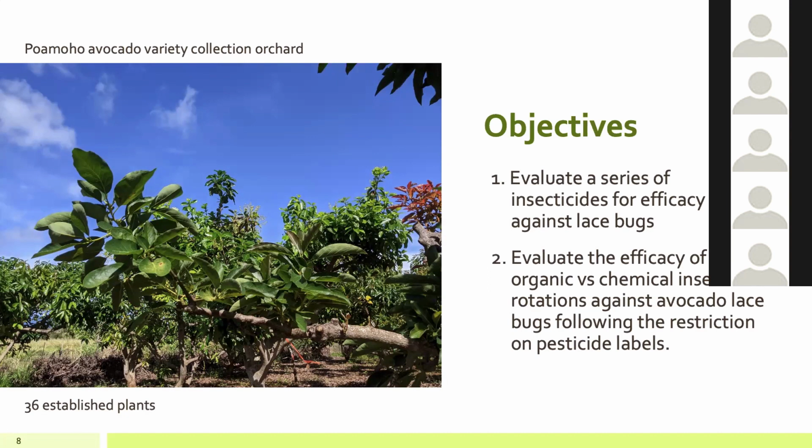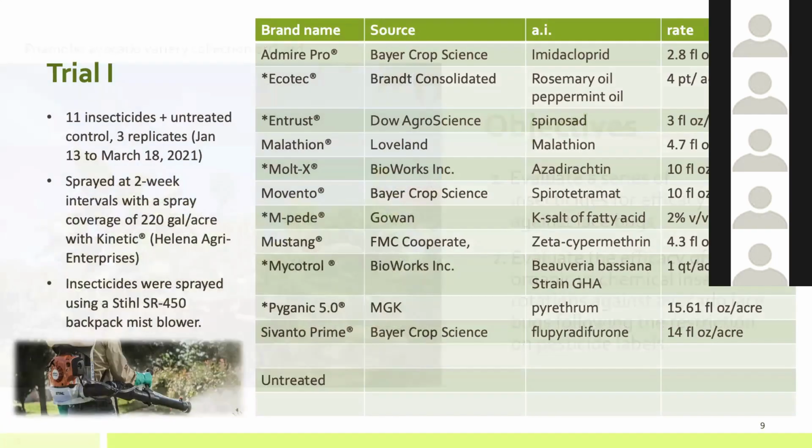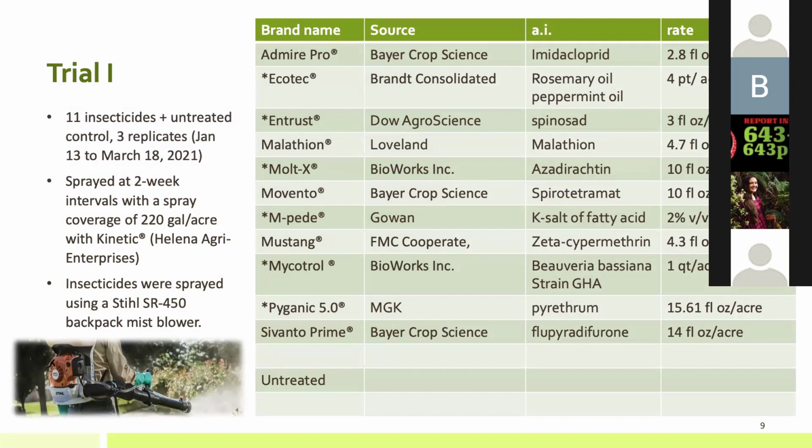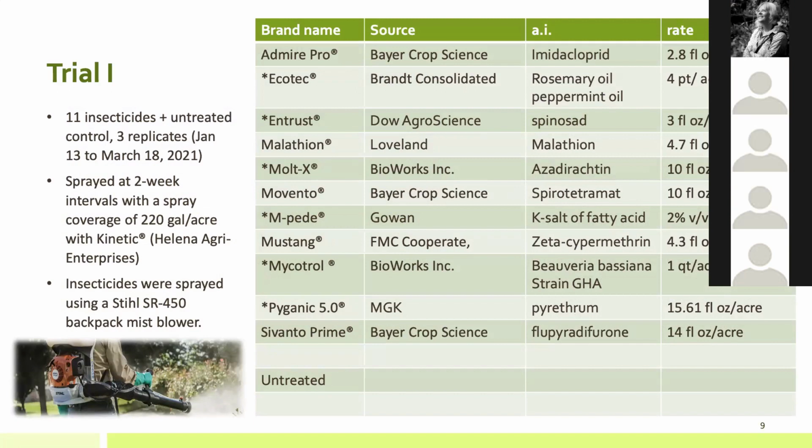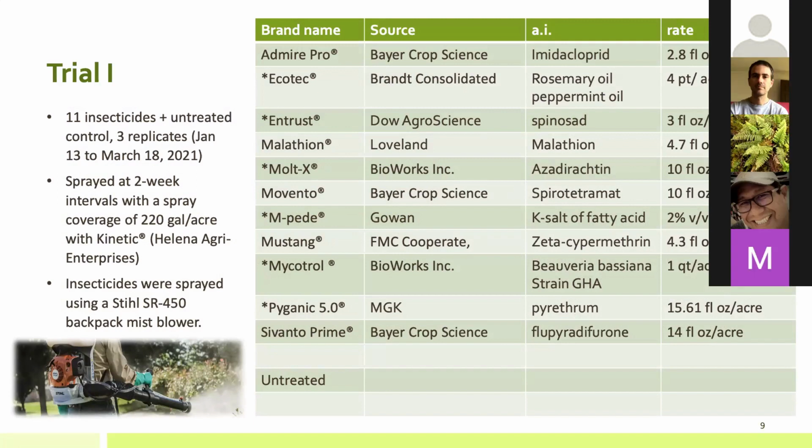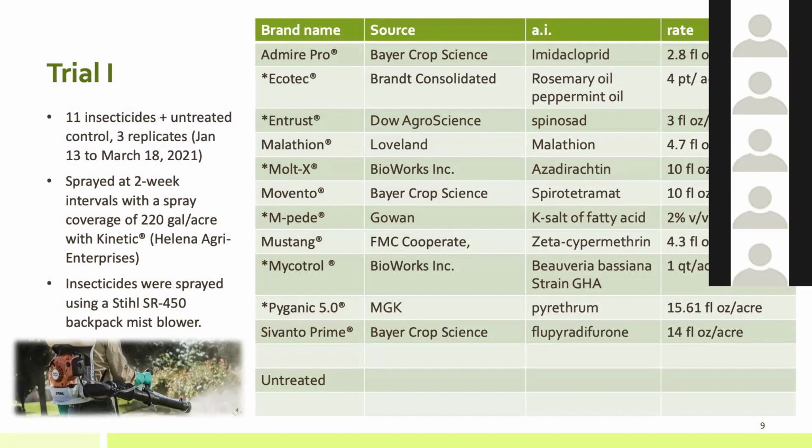In our avocado collection, there's about 36 established plants within that field. So the first trial, we included 11 insecticides and an untreated control. Each insecticide had 3 replicates, a replicate being an individual tree. And then we sprayed them at 2-week intervals. And then we tried to get coverage at a rate of about 220 gallons per acre.